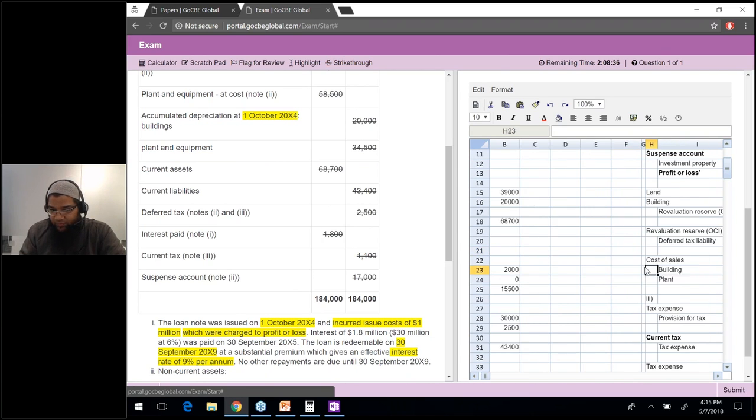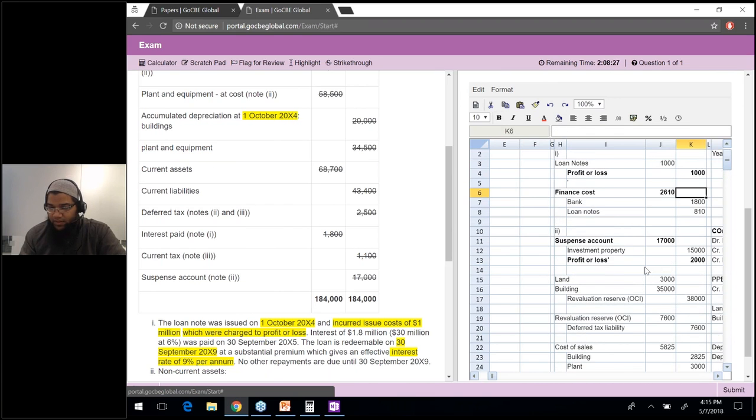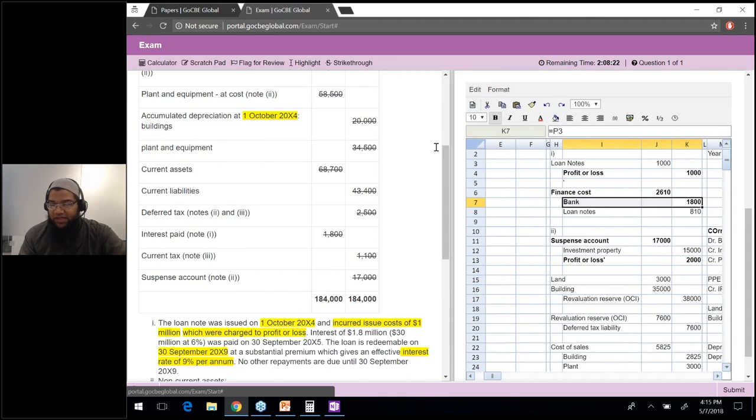Let me show you where. In the interest cost of bank credit, we have already incorporated this 1800. So now the first step is basically to incorporate the values from the trial balance into the balance sheet that we are preparing.